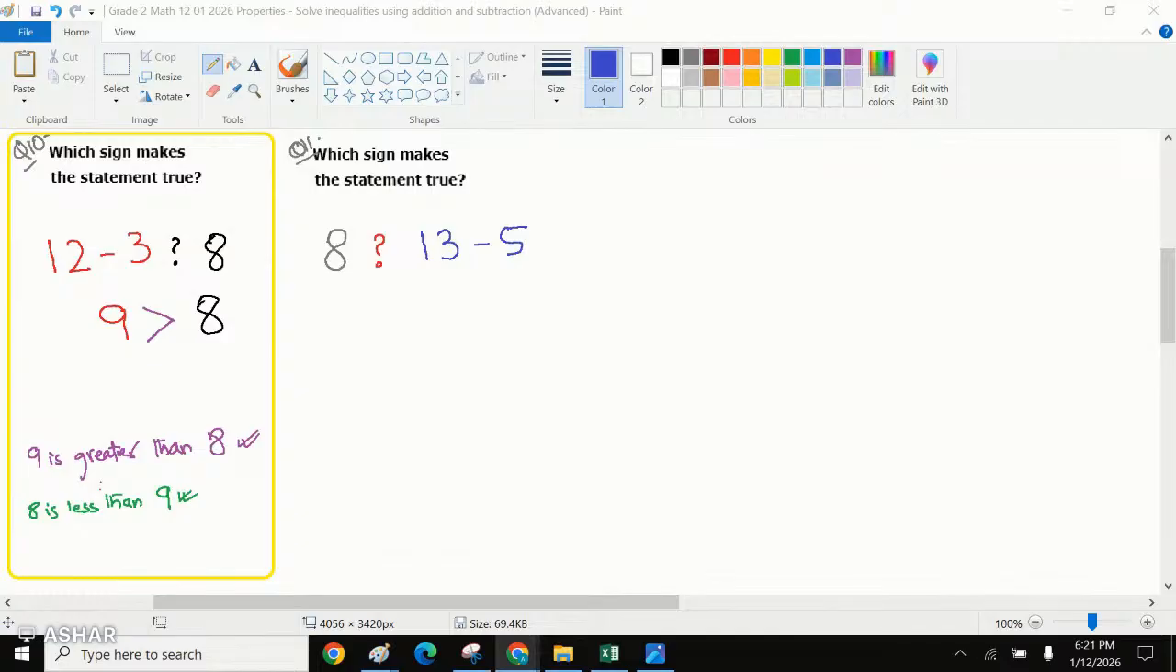Where is 3? See, in the previous question, we took this as the left side of the equation, and anything on the other side is the right side. What we have to compare is the values on the left side with the values on the right side, right? The left side value in question number 10 was 12 minus 3, and 12 minus 3 was 9.